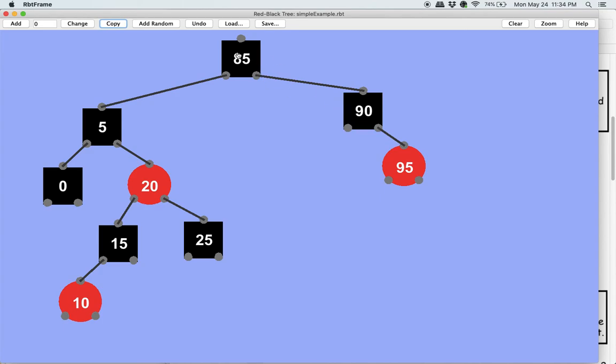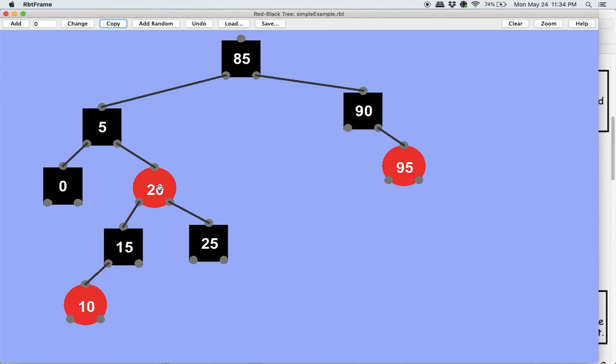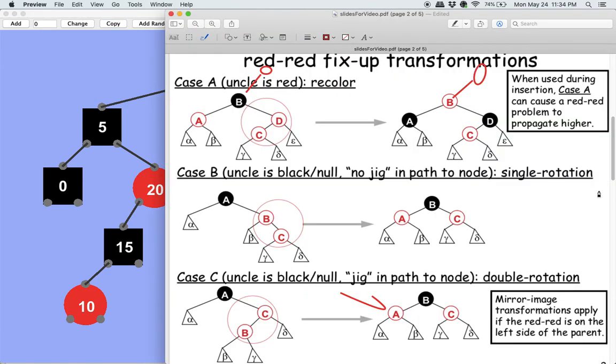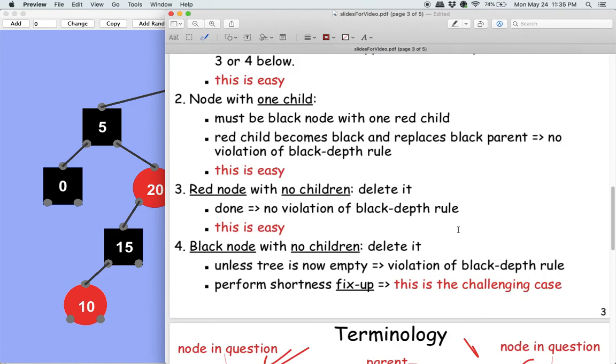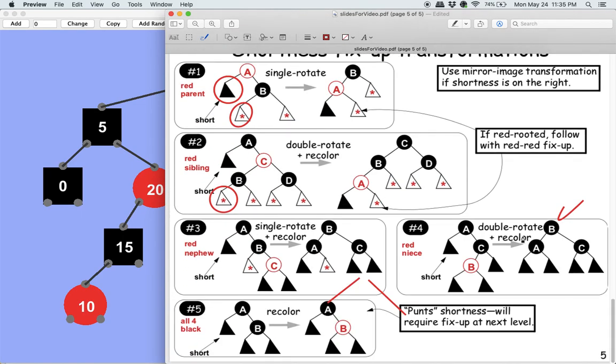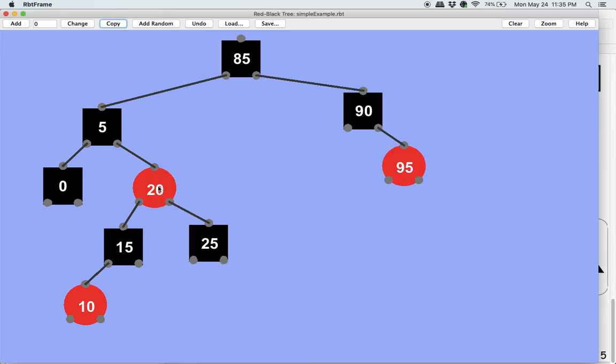Shortness coming up from this side. Parent is black, sibling is black, nephew is black, but the niece is red. So I do transformation number 4 here. We're doing the mirror image of it, but basically the niece turns black. I do a double rotation. So color the niece black, and the way that double rotation is effected is that basically this guy comes up between those two, and those two become his children.